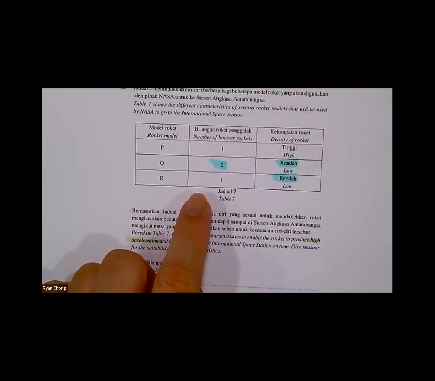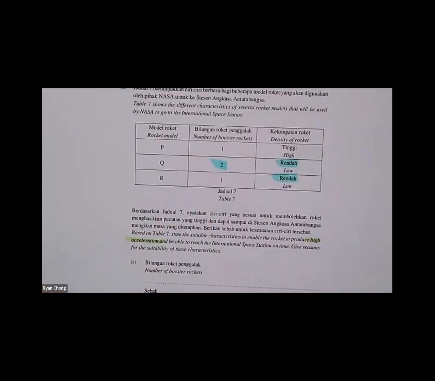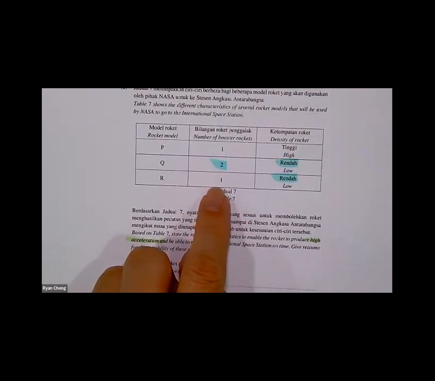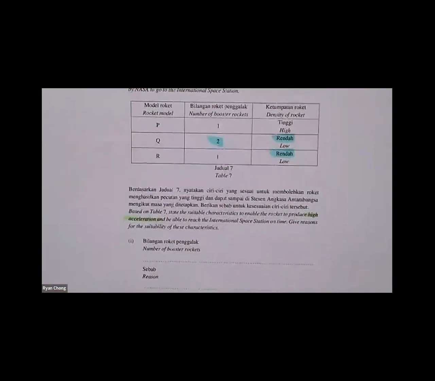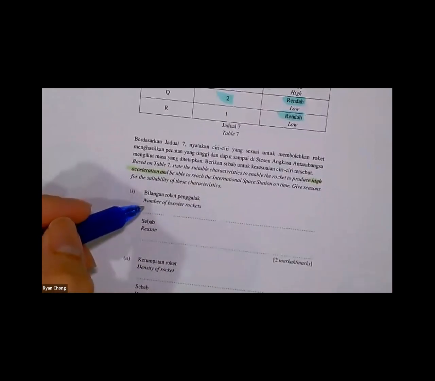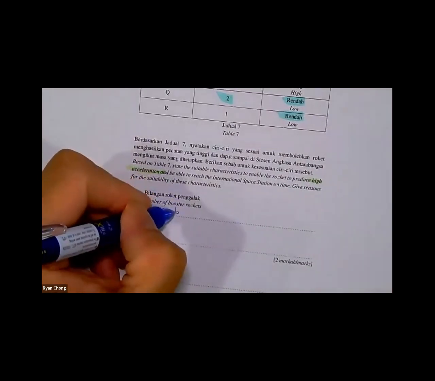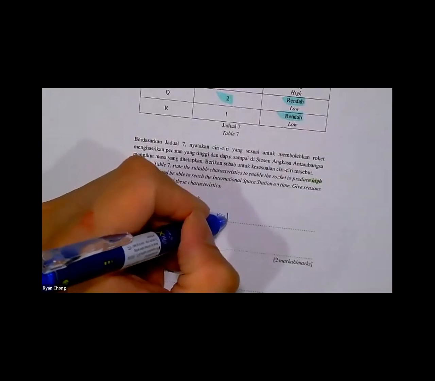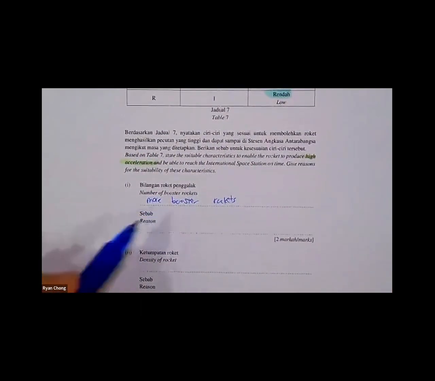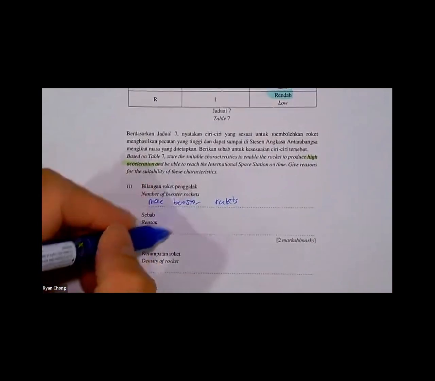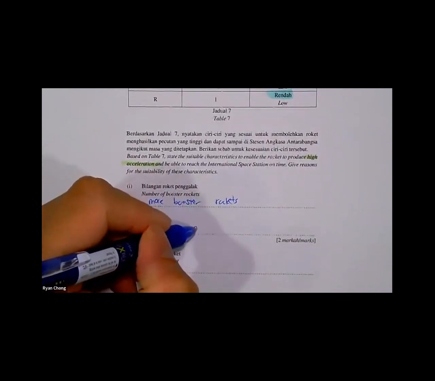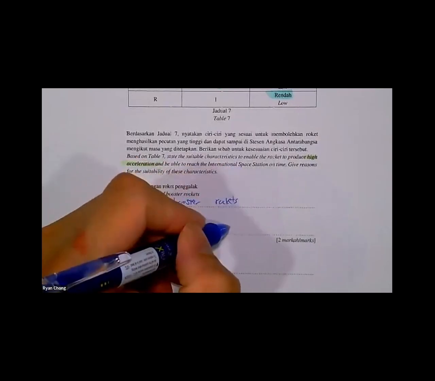Here a trick. Even though here they already mentioned you have one booster or two booster, please don't write numbers. If they ask for the number of rocket booster, please write more booster rockets. Don't write one or two, write more, because we don't write numbers, we don't write figures, we write their characteristic. So more booster rocket. Reason: produce more upward momentum.